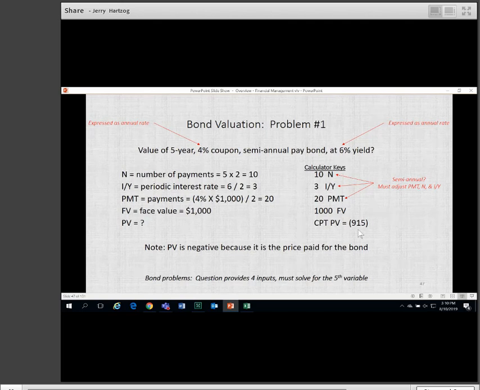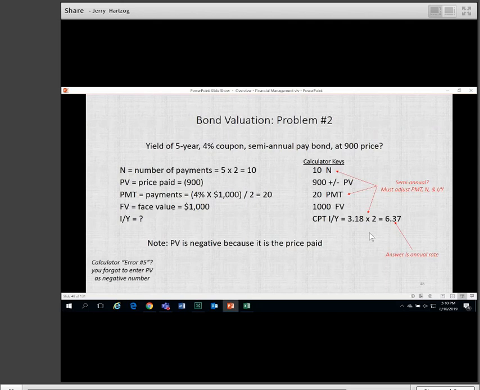Now, we show here that it's a negative number. Just ignore that. It's just the way the calculator is set up. We were talking about really a positive price, or we could interpret it as that's that red bar. That's the cash going out the door. Again, all bond problems are exactly the same thing. You're going to use all 5 white keys. You're going to input the 4 you're given in any order and solve for the one you're not given.